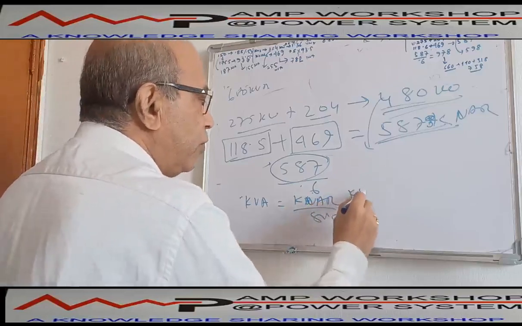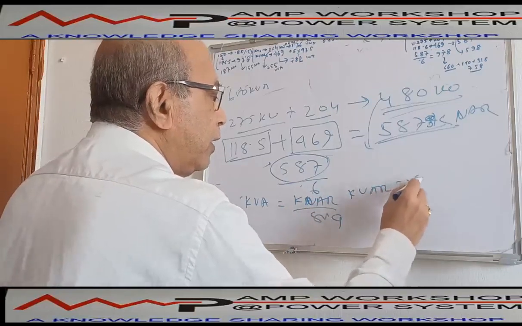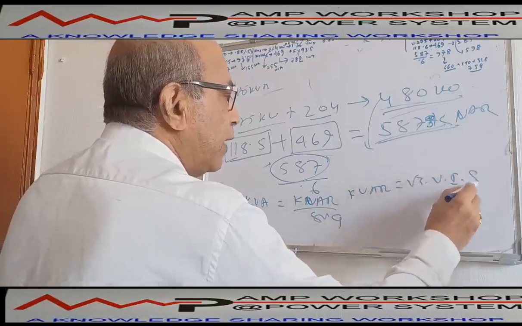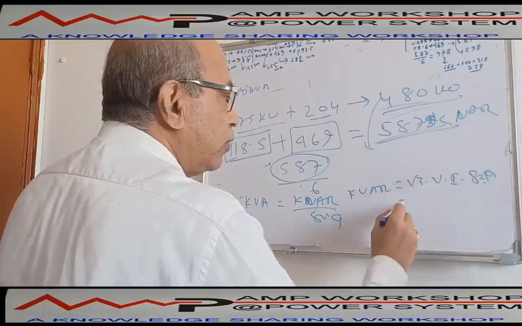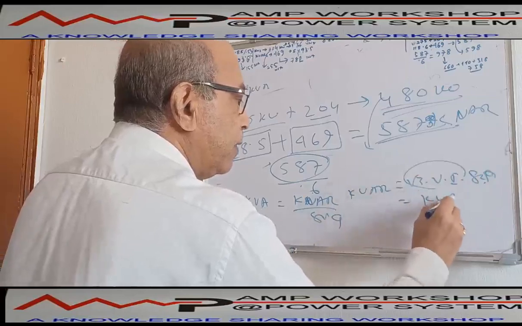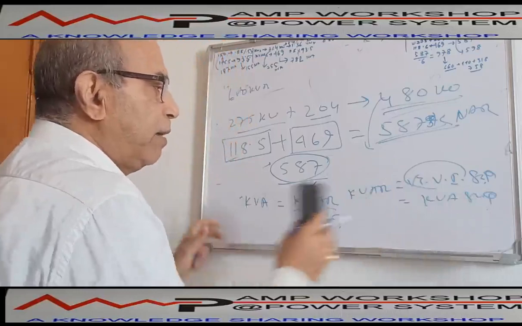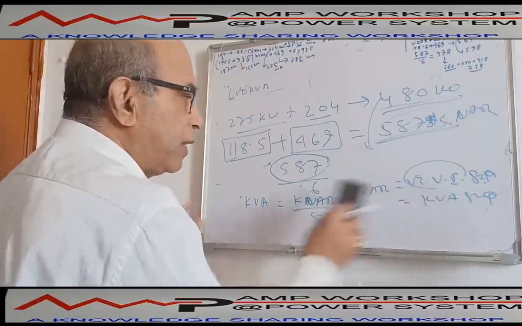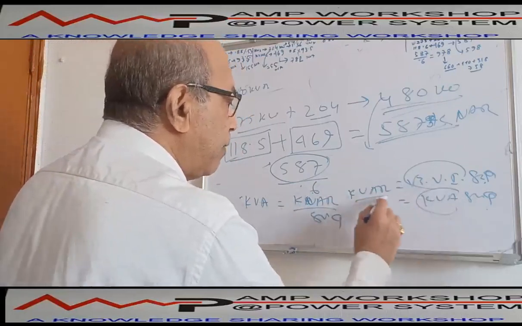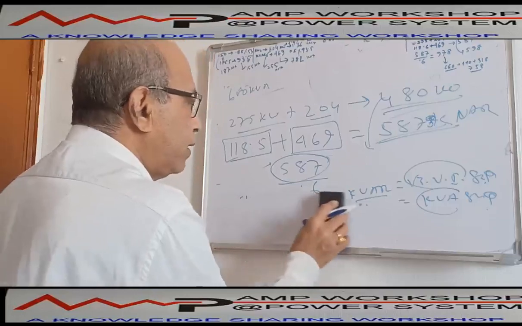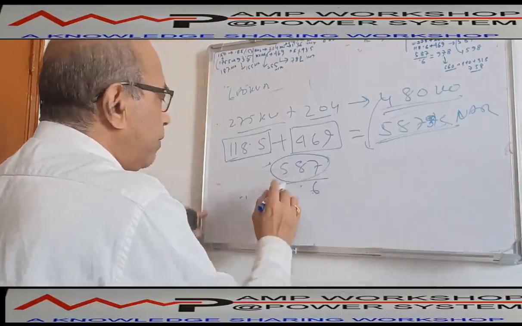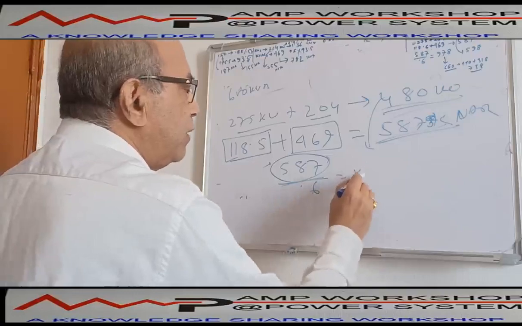Because we know the kVAR formula: kVAR equals root 3 into V into I into sin phi, right? Root 3 V into I means kVA, so kVA into sin phi. So that is the kVAR. kVAR means kVA into sin phi. Now from this, kVA equals kVAR divided by sin phi. So we are doing the same thing. This kVAR divided by sin phi will give you the generator kVA.